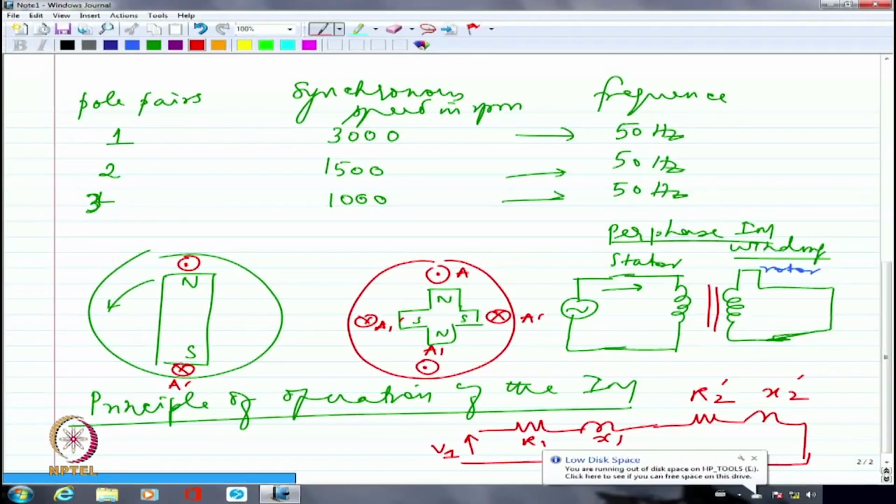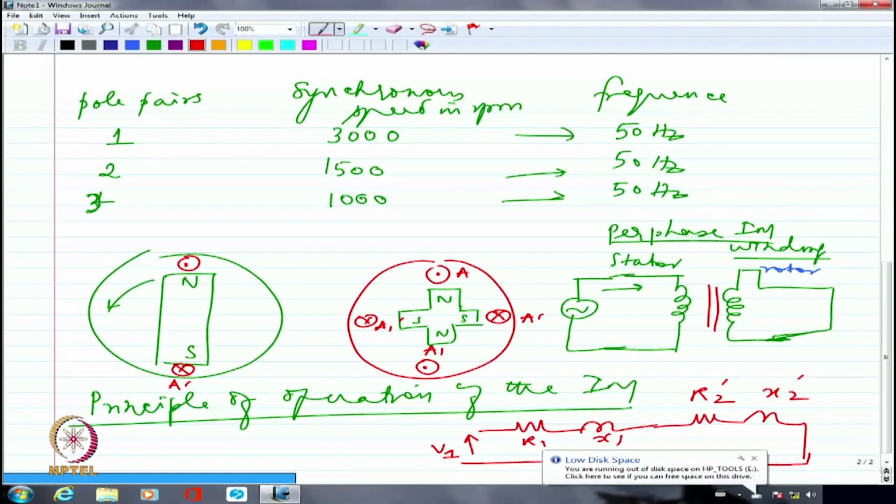Why was there a rotor induced EMF? Because there was a revolving magnetic field. It is a flux which is changing, right? North pole and south pole are continuously rotating. If the rotor had not been stationary, if it had also rotated in the same direction as that of the revolving magnetic field, at the same speed, it would have seen a constant magnetic field, isn't it?